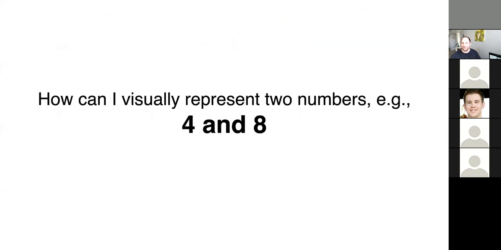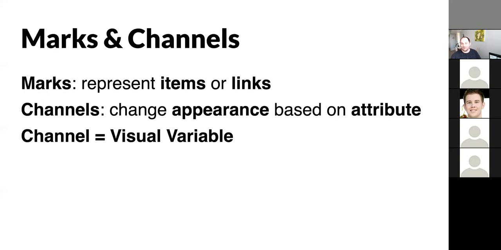Great. Okay, so very, very cool. There are lots of different ways to encode data, and this is what this lecture is going to be about. We call this marks and channels, or visual variables. So a mark represents an item. Remember, the item is the independent variable, like a person or a link in a network. The channels change the appearance of the mark based on an attribute. So the channel encodes the dependent variable, the attribute that I observed. I'm going to use these two terms interchangeably, channel or visual variable, just so you're aware. If I say visual variable or channel, they mean the same thing.